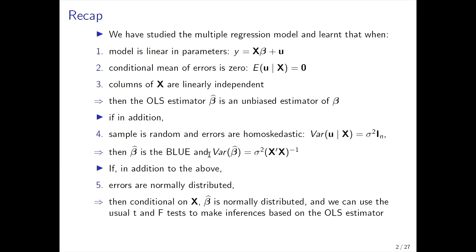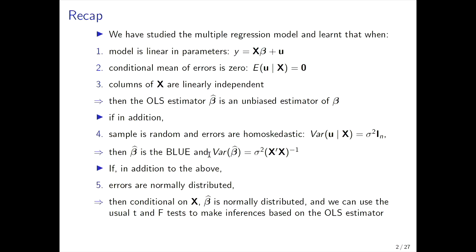We also saw that if we make some additional assumptions, then we can derive some more properties of the OLS estimator. If we assume that the sample is random or that the errors are serially uncorrelated, and we assume that the errors are homoscedastic, under those additional assumptions, we can show that the OLS estimator beta hat is not just an unbiased estimator, but it is the best linear unbiased estimator. It's the most efficient linear unbiased estimator. And that proposition is known as the Gauss-Markov theorem.